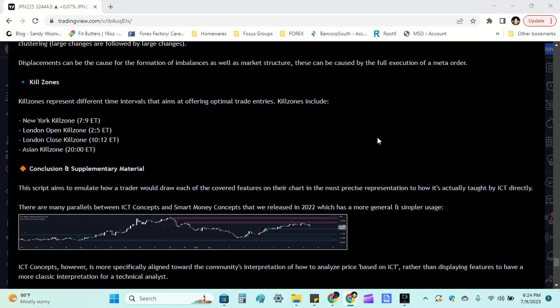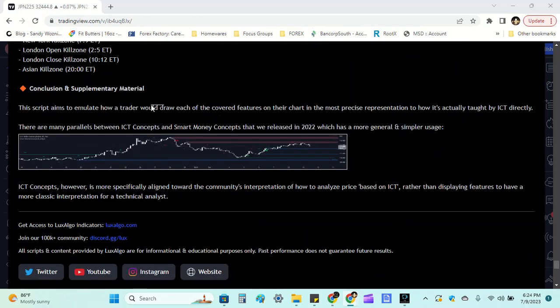Kill zones. Kill zones represent different time intervals that aim at offering optimal trade opportunities. And this details the kill zones, which for some people is in itself a strategy. Conclusion and supplementary material. This script aims to emulate how a trader would draw each of the covered features on their chart in the most precise representation to how it's actually taught by ICT, or the Inner Circle Trader, directly. There are many parallels between ICT concepts and smart money concepts, also known as SMC, that we released in 2022, which has a more general and simpler usage. ICT concepts, however, are more specifically aligned toward the community's interpretation of how to analyze price based on ICT, rather than displaying features to have a more classic interpretation for a technical analyst.